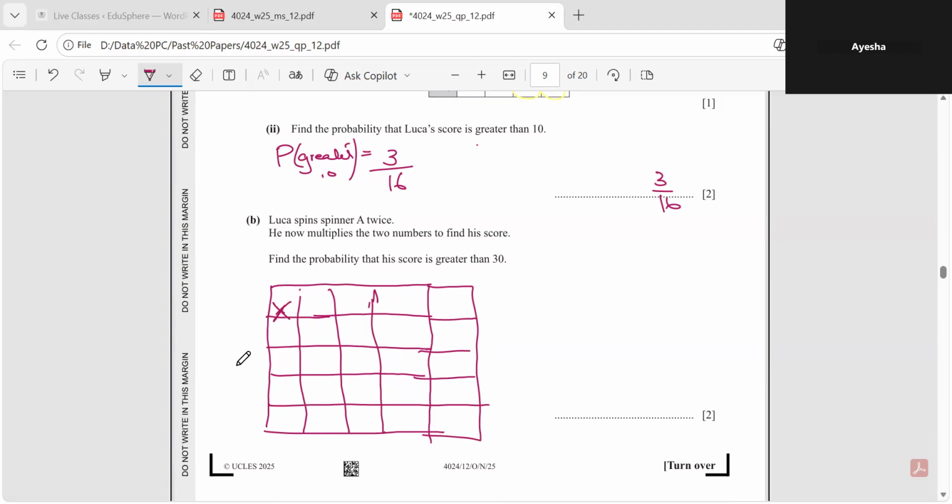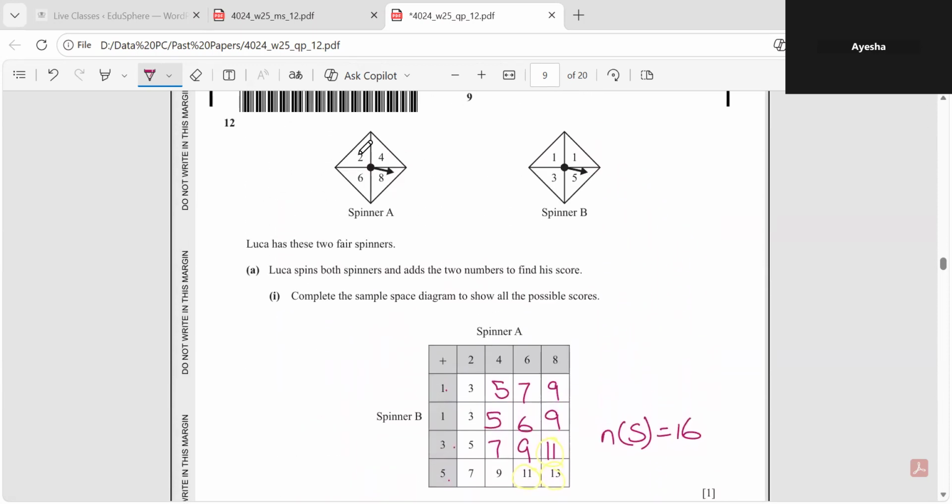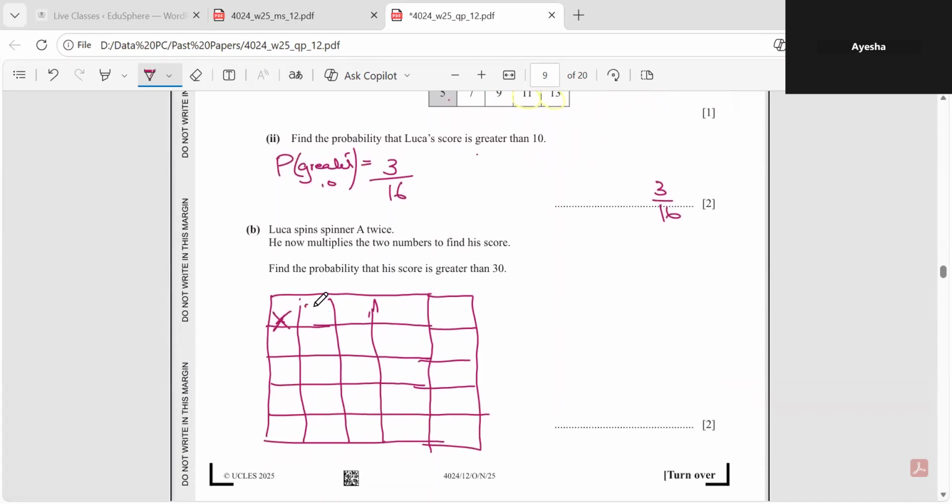Now, if we look at the spinner A, the spinner A has only the numbers 2, 4, 6, 8. So we have to write these numbers twice. So I am going to write 2, 4, 6, 8 here, and 2, 4, 6, 8 here. Now I'm going to multiply.